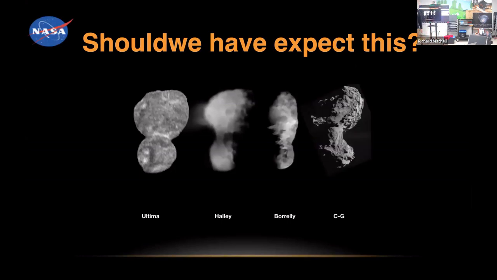So these are 3 other objects we already knew about. It actually looks exactly the same as the other ones. It looks like Comet Halley, it looks like Comet Borrelli, and it looks like Comet CG. The difference is that this thing is about 40 kilometers across. These things are 1 kilometer across. But they have the same 2 things stuck together.